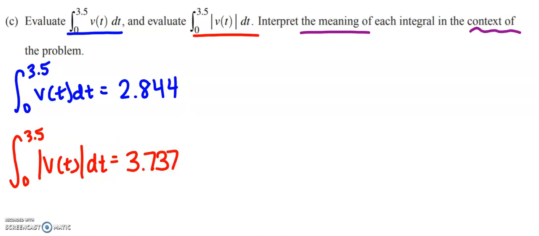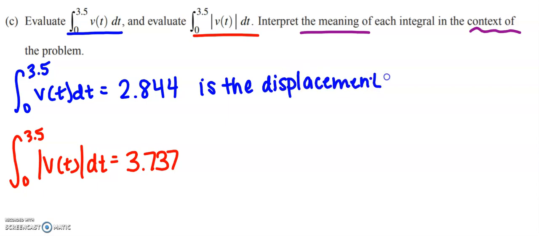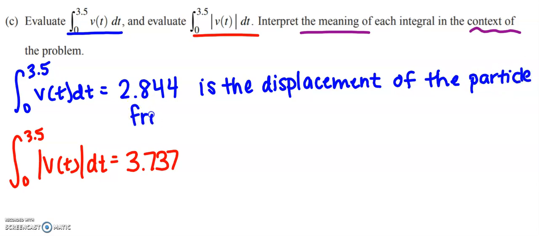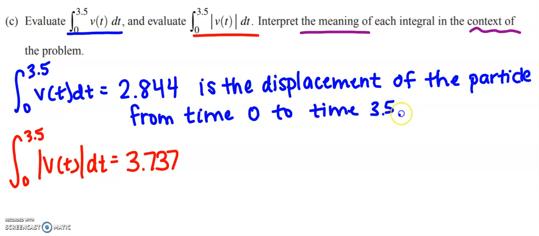All right, so we integrate just velocity, we get displacement. So 2.844 is the displacement. Now that's the mathematical reference, but what are we displacing? It's the displacement of the particle from time 0 to time 3.5, right? Because we have to talk about it in context of the problem.